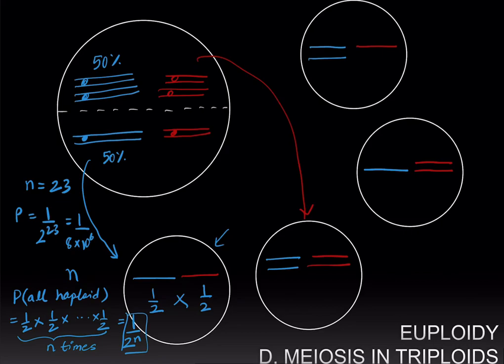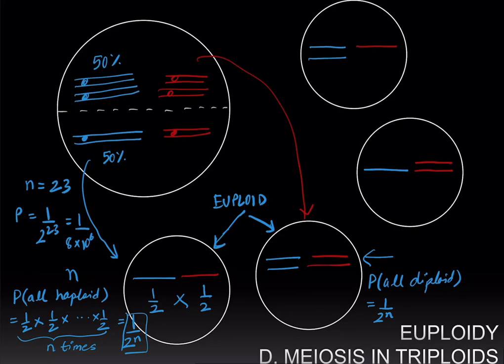This is also true for this situation, where you get gametes that are diploid for every chromosome. So the probability of all being diploid is also 1 over 2 to the power n, which is a very small number. And these two situations, where you have either all haploid or all diploid, they are euploid, where the chromosome number is the same for all the chromosomes.